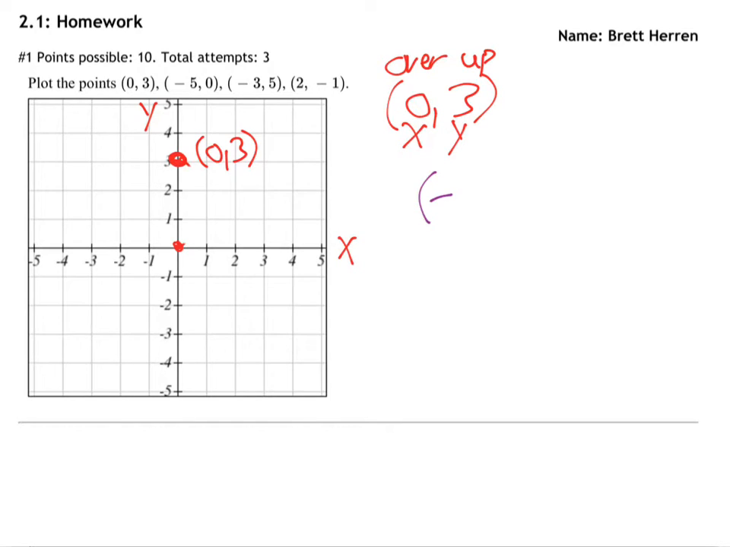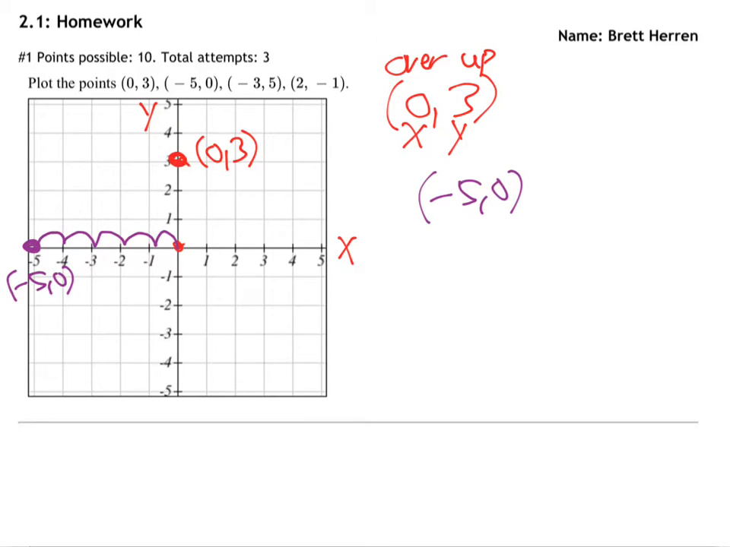All right, and then minus 5, 0. Let's try that one. Can you find that dot? Yes, found it. Remember, first number's over, second number's up or down. So minus 5, 0. Go back 5, up 0. Right there, huh? Minus 5, 0.